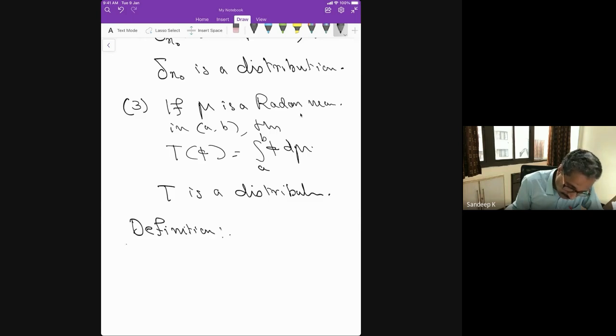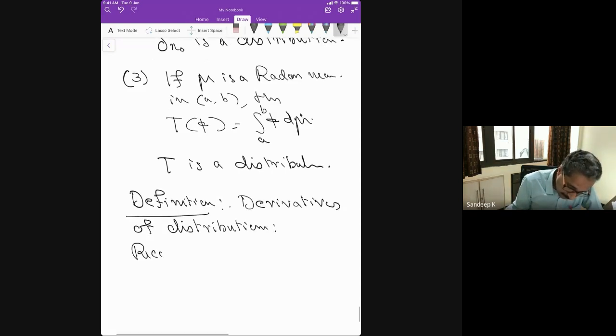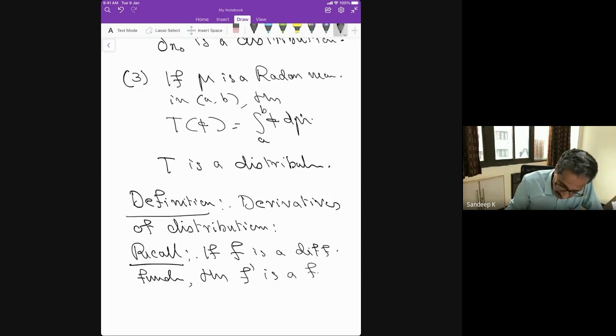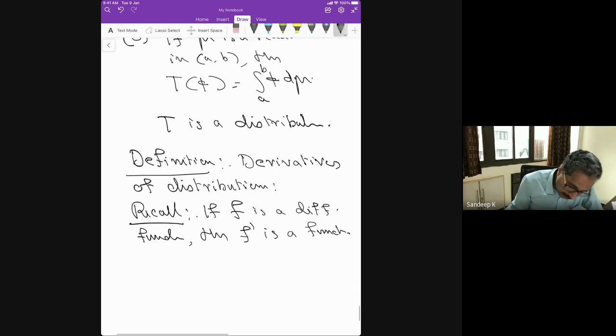Definition. Okay, so derivatives of distributions. Recall, if f is a differentiable function, then f prime is also a function, right? So therefore we want to define, so the class of functions, when you differentiate, the derivative you want to be a function.